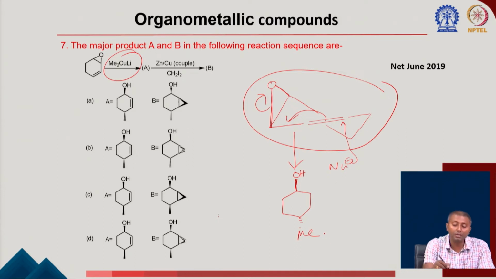Next, you are treating with the zinc copper couple and CH2I2. There is a double bond also missing here, so we should also include that. There is a double bond here. Once you have a double bond and you are treating with the zinc copper couple, this double bond is going to convert to the corresponding cyclopropane.